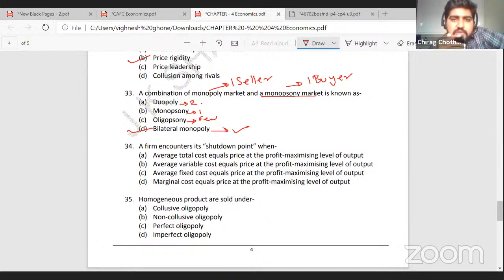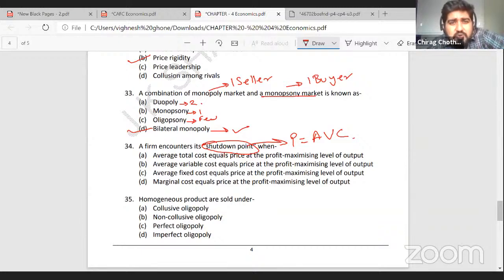Fair enough? Okay. A firm encounters shutdown point. Again, the question is on shutdown point, friends. Now, shutdown point is a point where your price is equal to your average variable cost, right? Price is what? Your average revenue. So whenever your average revenue is equal to your average variable cost, that will be the shutdown point in our business. Let's have a look at the options. Average total cost equals price.